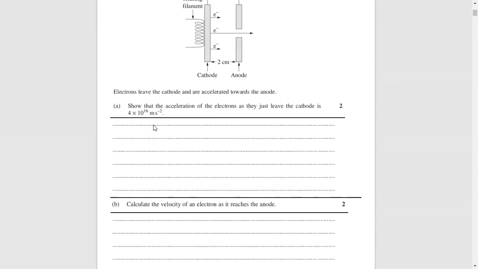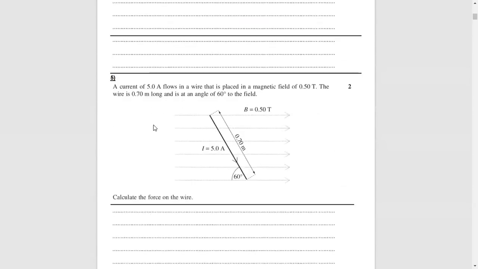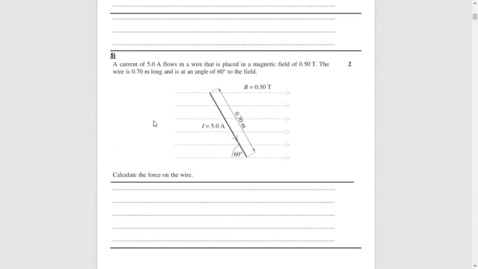All right, so there's a lot of motor questions here. All right, let's just do one which is not 90 degrees. So a current of 5 amps flows in a wire that's placed in a magnetic field of 0.5 Tesla. The wire is 7 meters long and at an angle of 60 degrees to the field.